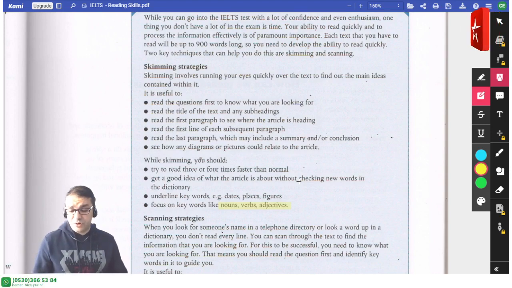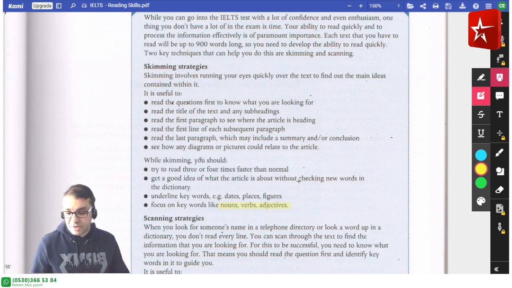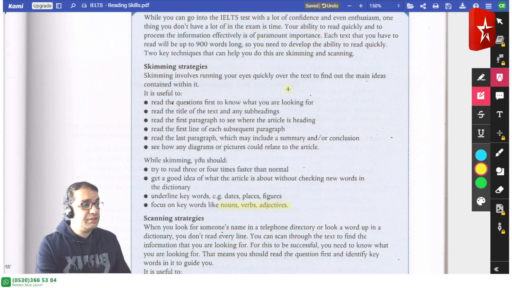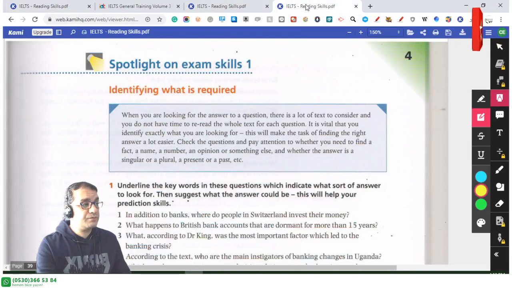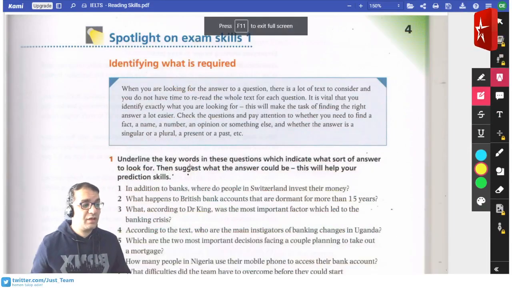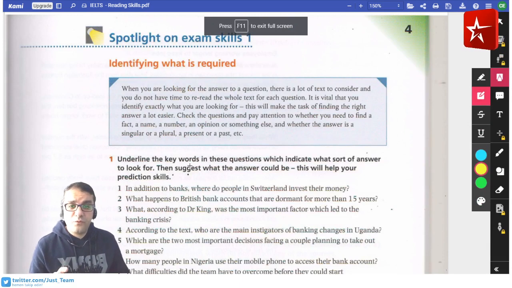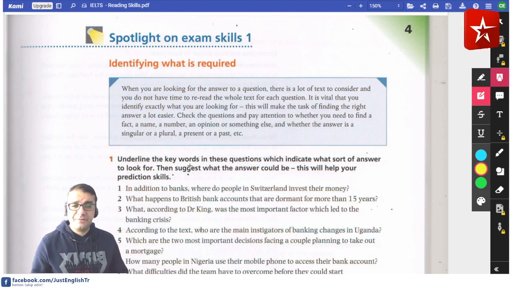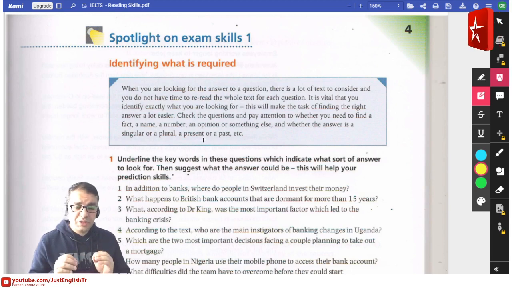Now let's go for training. Let's go for the training technique here. One second, I will transfer the screen here. Now let's go for the spotlight on the exam technique. First, we have to identify what word is required. Look at this. You have to identify what the word is, what the details are.